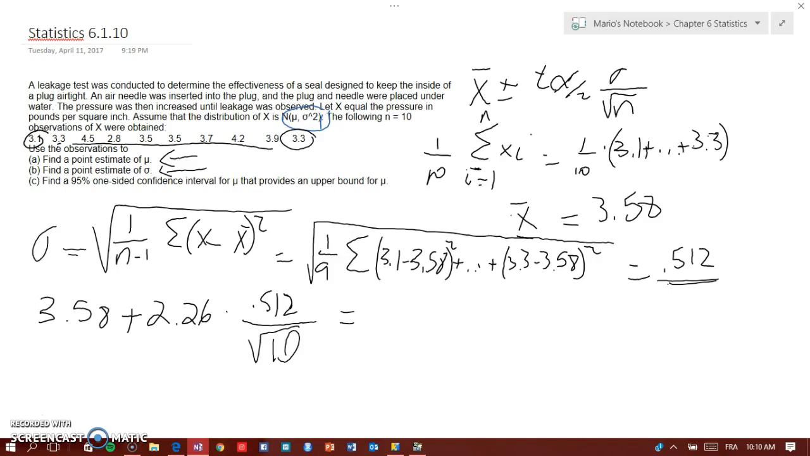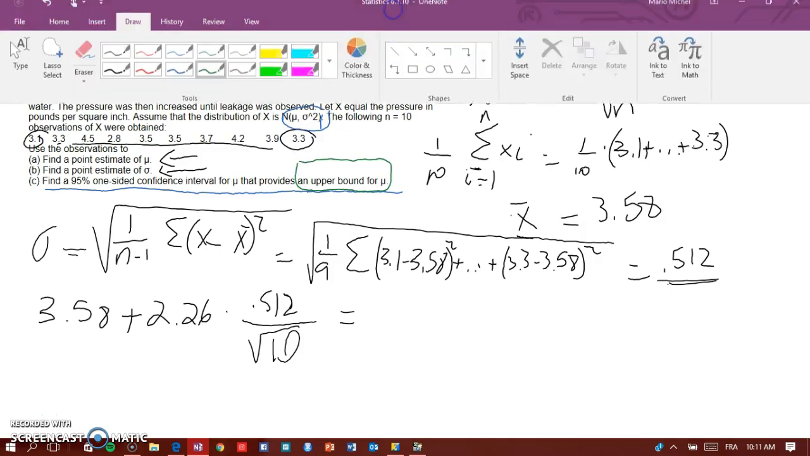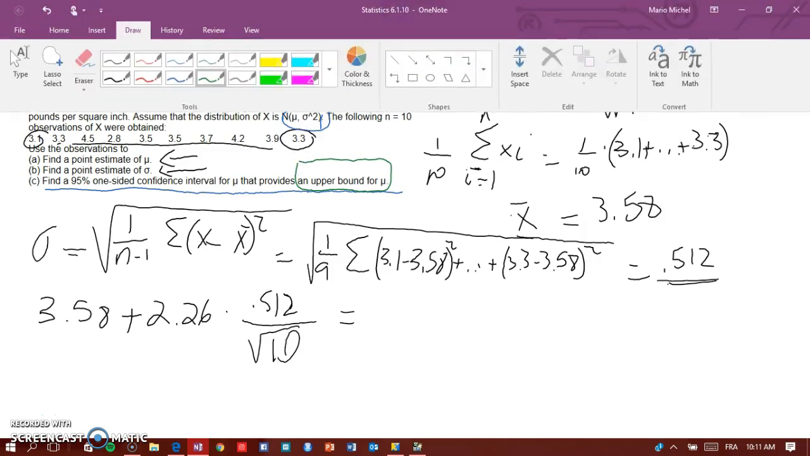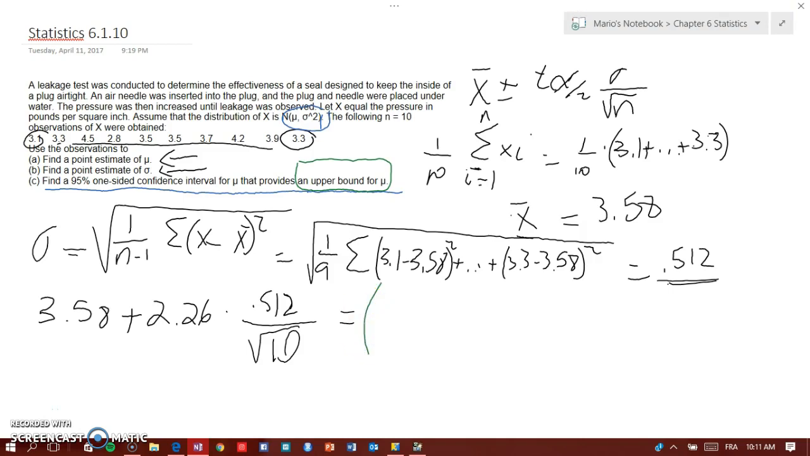Here it says 95% one-sided confidence interval for mu, that is an upper bound. So don't forget that it is an upper bound for mu. That means the lower bound will start from negative infinity, and the upper bound for mu will finish at 3.95946.